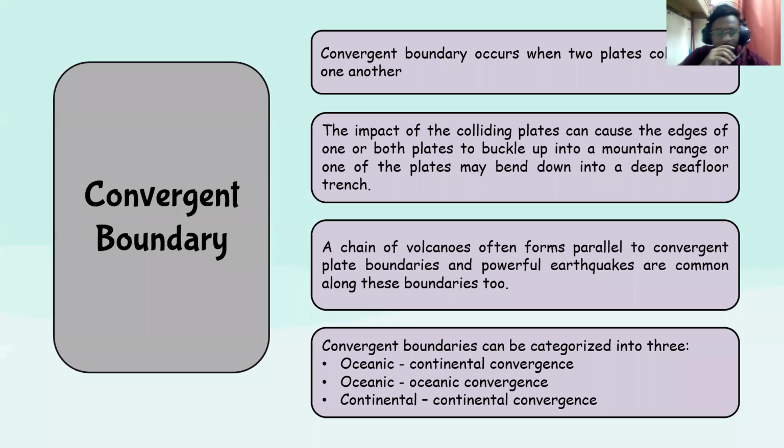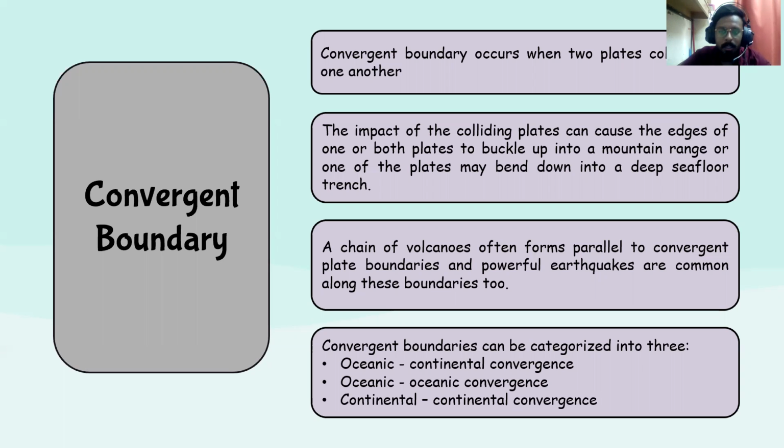So moving to the second type of boundary, the convergent boundary. A convergent boundary occurs when two plates collide with one another. The impact of the colliding plates can cause the edges of one or both plates to buckle up into a mountain range, or one of the plates may bend down into a deep sea floor trench. A chain of volcanoes often forms parallel to convergent plate boundaries, and powerful earthquakes are common along these boundaries too.